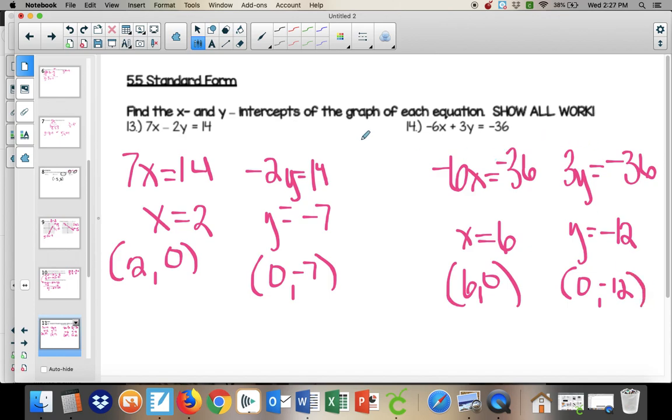So remember, when you're solving for your intercept, solve for x, solve for y, but make sure you put them in the coordinate point. So you have x, 0, and 0, y. Things you should be putting on your one-pager.